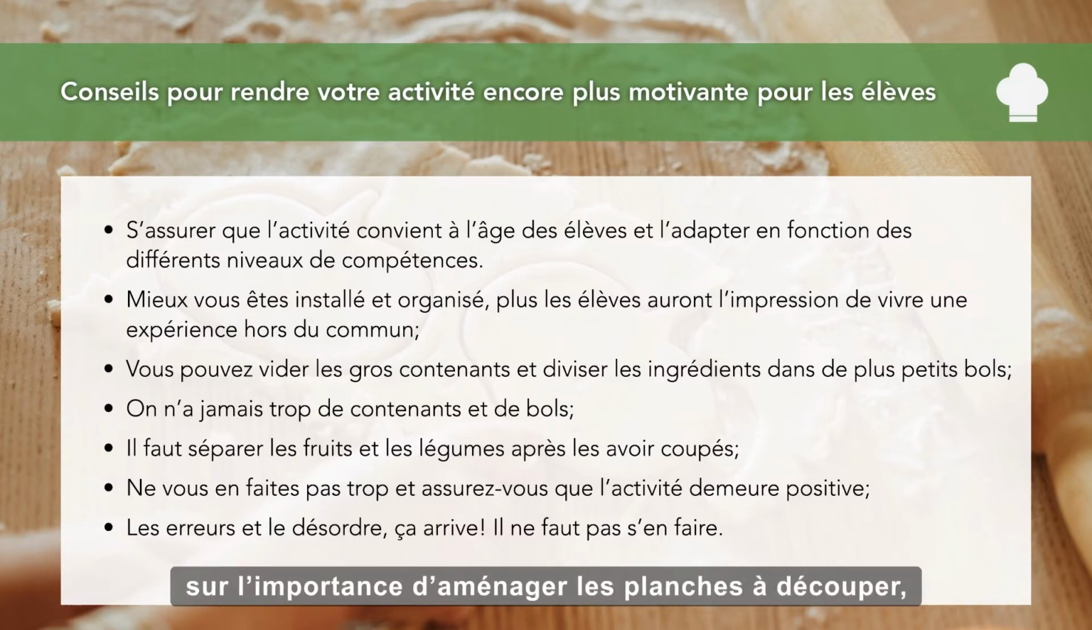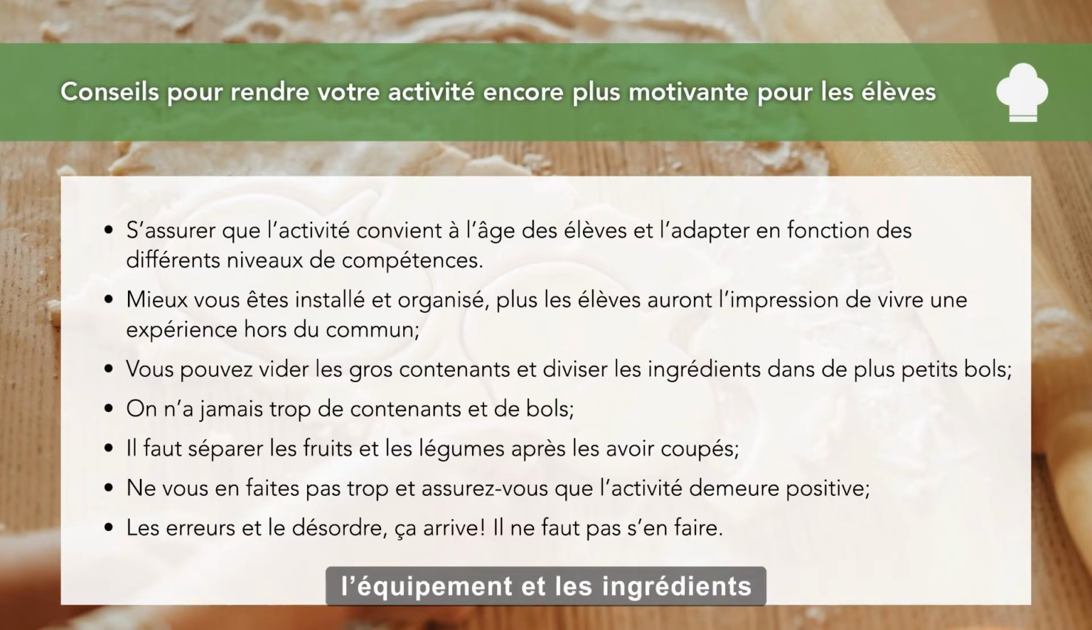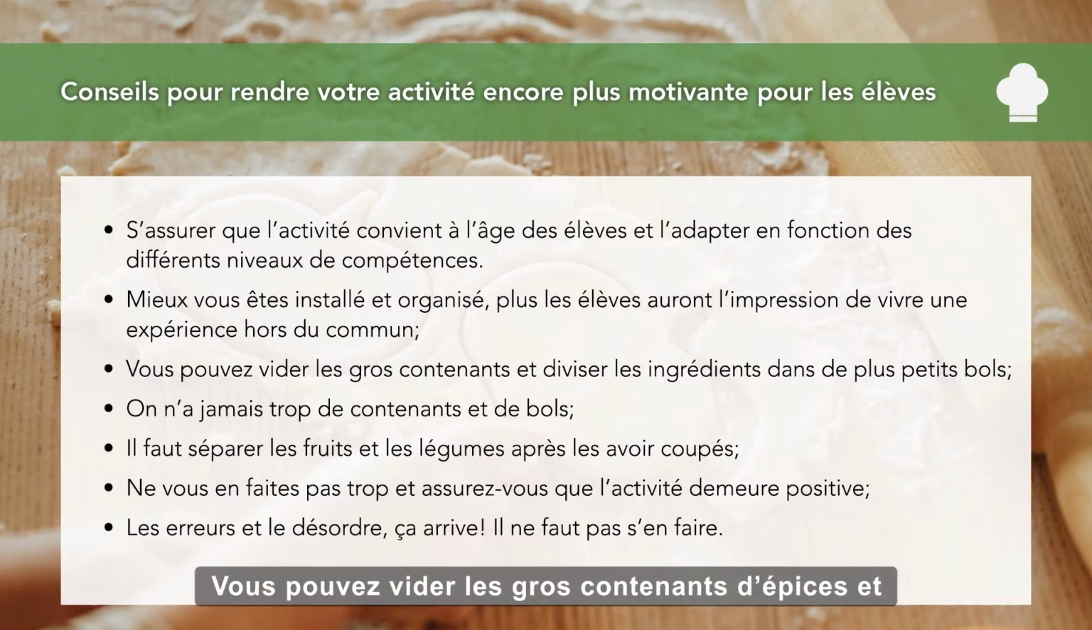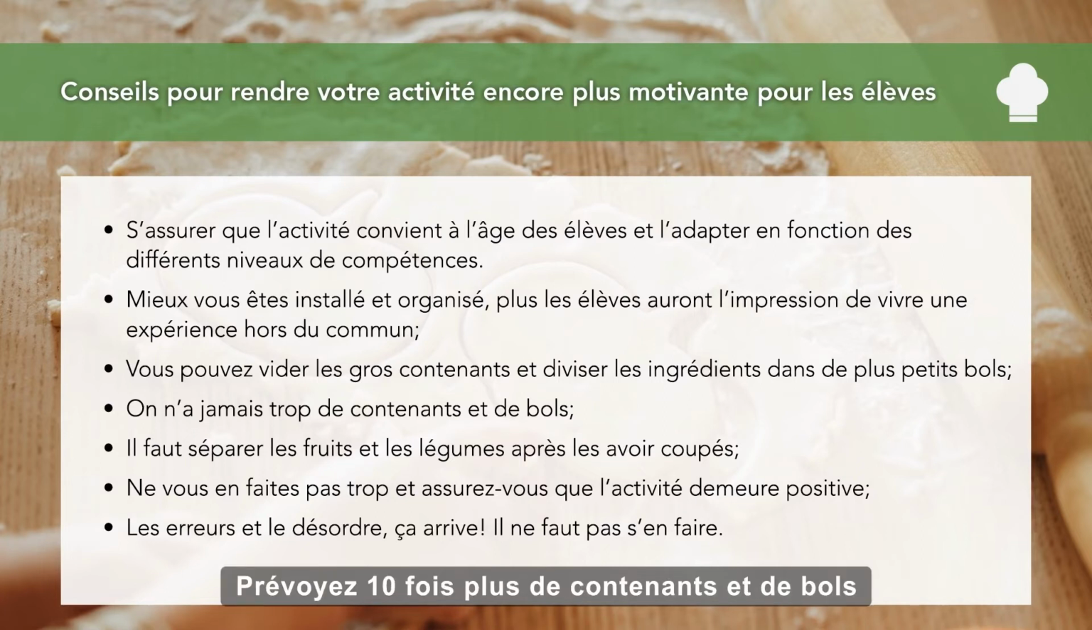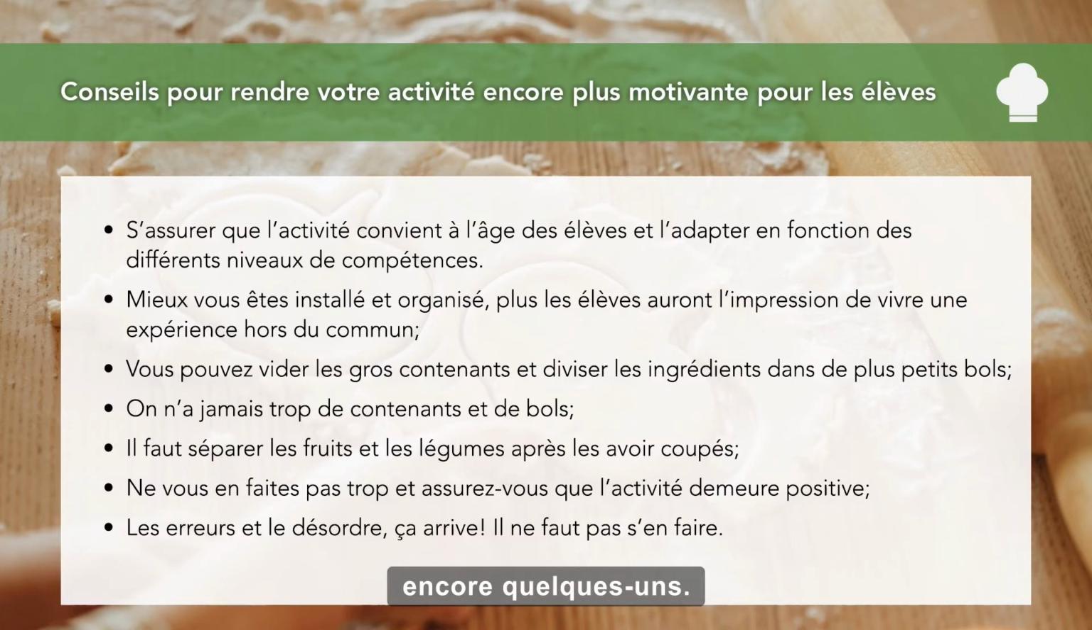We put a lot of emphasis on making sure cutting boards, equipment, and ingredients are set up in an organized and neat fashion to encourage a positive experience. You can decant spices and ingredients from larger containers into bowls, so when children are measuring, they don't contaminate the whole jar if things get mixed together. Or if a whole bowl gets spilled by accident, you'll still have backup. Get 10 times the containers and bowls that you'll think you'll need, and then grab a few extra too.